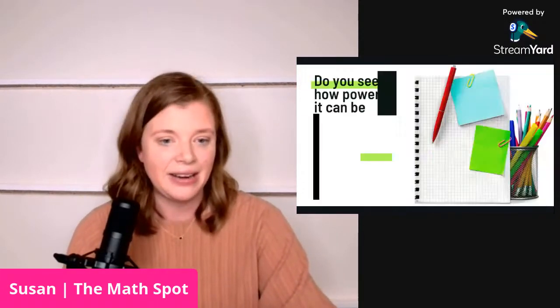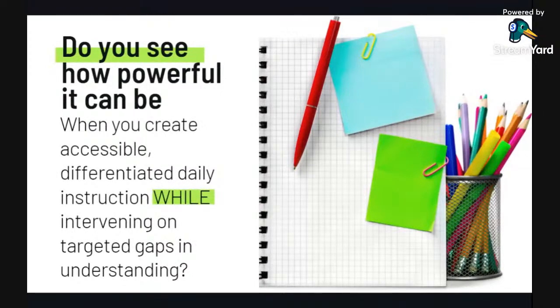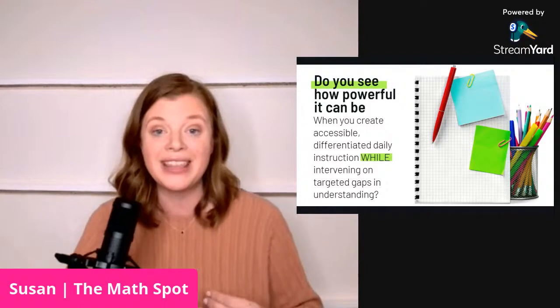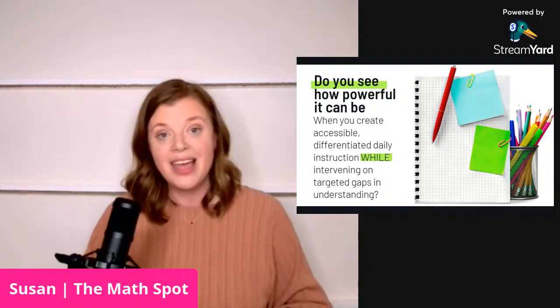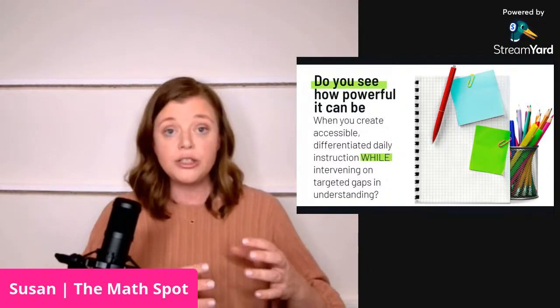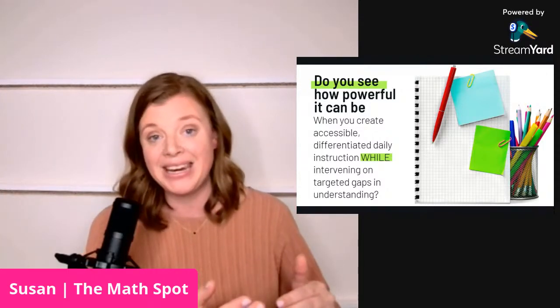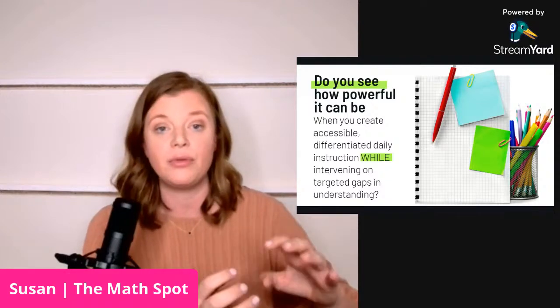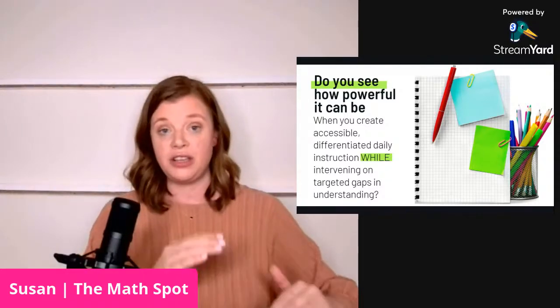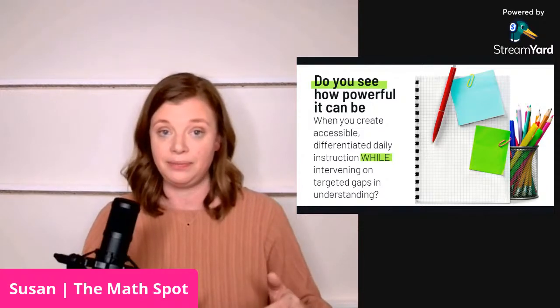So I want you to stop and think again for a second. Do you see how powerful it can be when you create both accessible, differentiated daily instruction and also intervene on targeted gaps in your students' understanding? When you take this two-prong approach, it means on a daily basis, students are going to be supported through differentiated instruction, meaning you're offering materials at the concrete, representational, and abstract level so that you can meet each of your students exactly where they are.